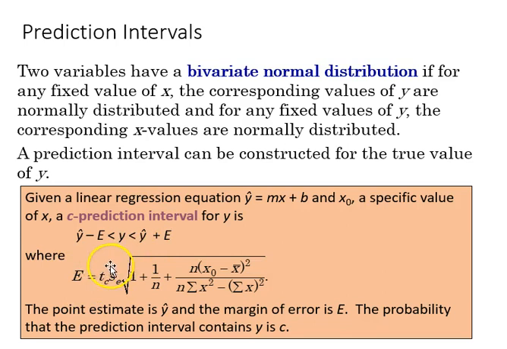This is our equation for that. We have our t value times our standard error of estimate times the square root of 1 plus 1 over n plus this portion, which is the sample size times (x sub 0 minus x bar) squared, and then in the denominator, the sample size times the sum of x squared minus the square of the sum of x. So the point estimate is y hat, and the margin of error is E. The probability that the prediction interval contains y is c.